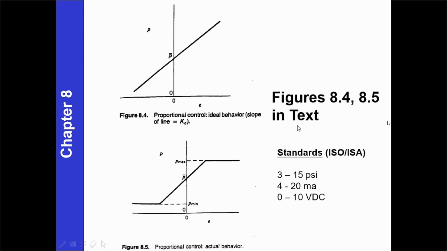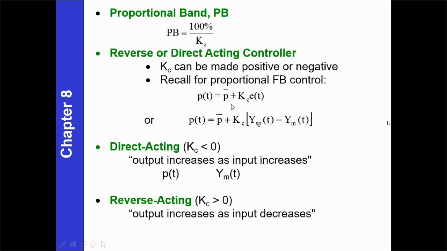We can rearrange it to become p(t) equal to p bar plus Kc times the set point y_SP(t) minus the measured value y_M(t). So this is for a reverse or direct acting controller. For direct acting, where Kc is less than 0, the output increases as the input increases. And for reverse acting, where Kc, the proportional gain, is bigger than 0, the output increases as the input decreases.